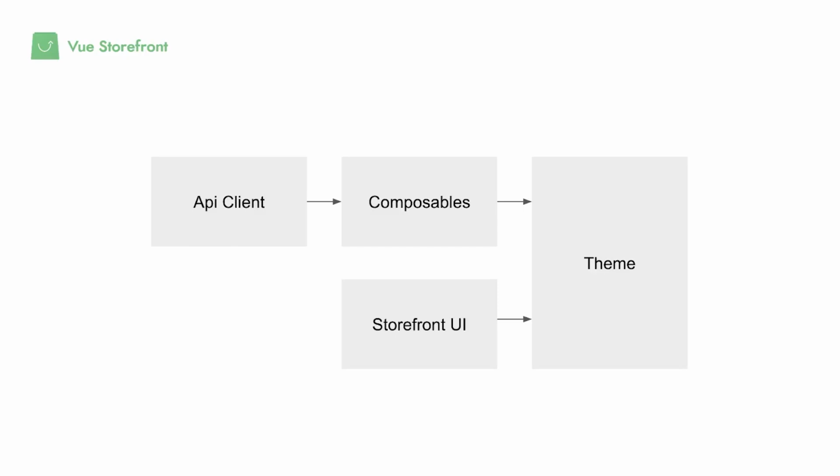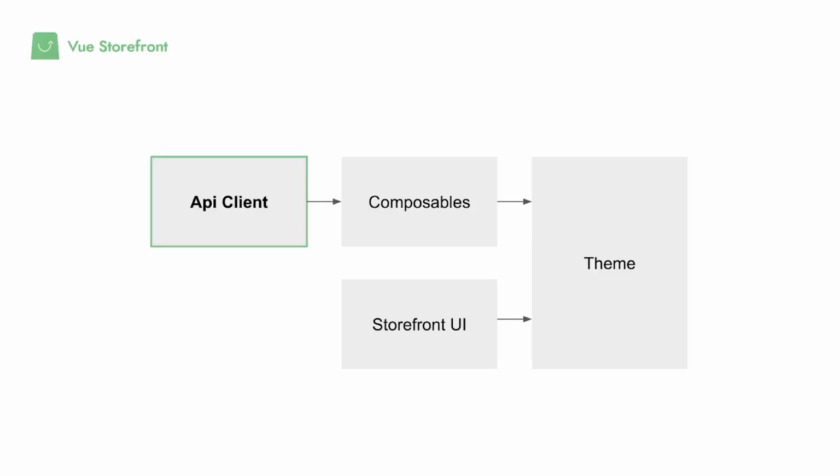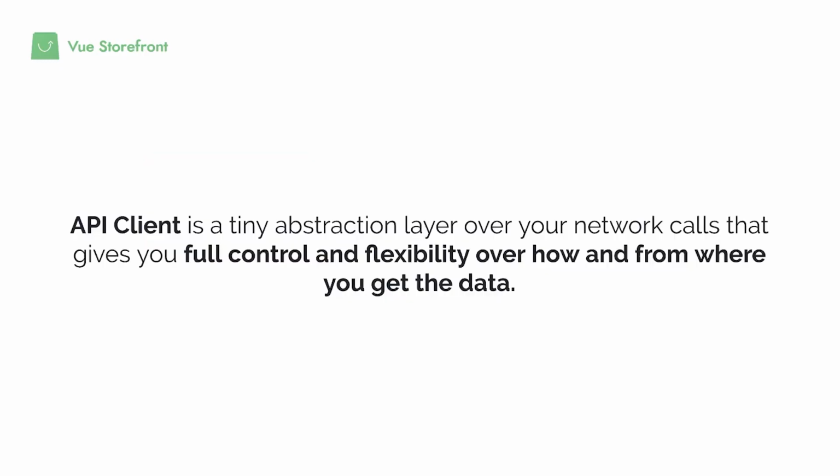And those packages are API client, Composables, Storefront UI and Theme, which is kind of a glue for all of that. And today I want to focus on API client. So API client, as we know from the previous video, is a tiny abstraction layer over your network calls that gives you full control and flexibility over how and from where you get this data.